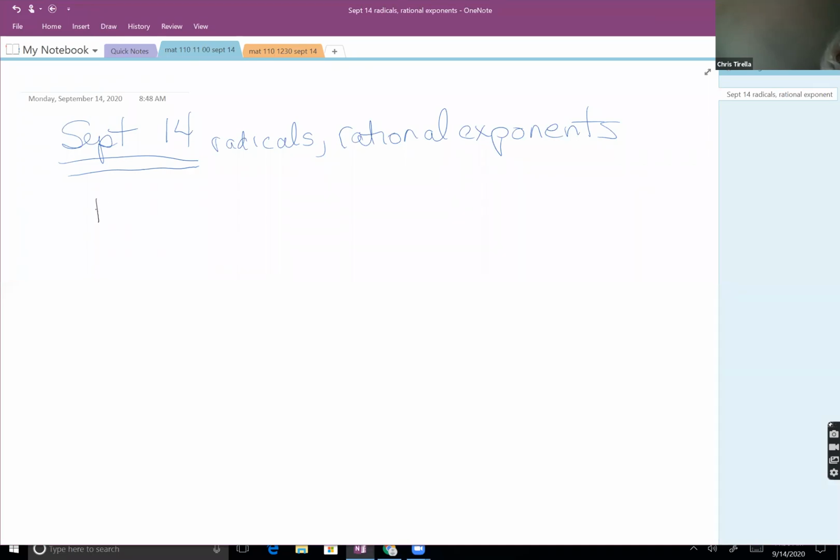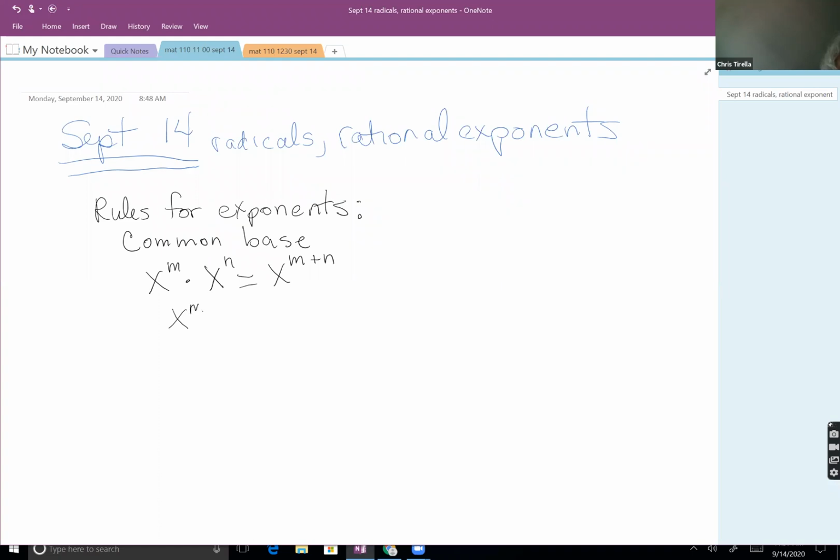Okay, let's first remember our rules for exponents. The first deals with if you have a common base. If I have x to the m times x to the n, if I'm multiplying and the bases are the same, I add the exponents. If I have x to the m over x to the n, if the bases are the same and I'm dividing, I subtract exponents.